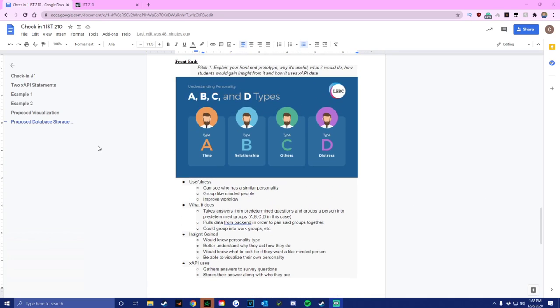So we can use these ABCD types, and we can visualize it in any sort of way. You can either put it in just tables, you can have it in some sort of graph if you wanted to, or just pair people like that.